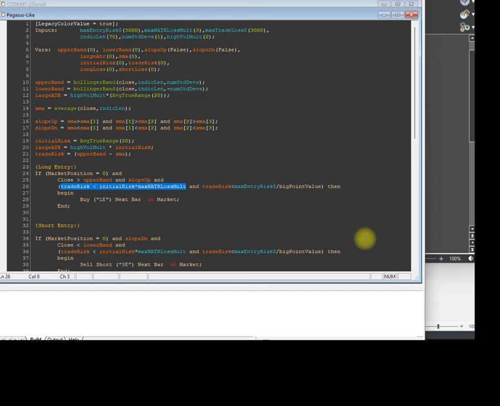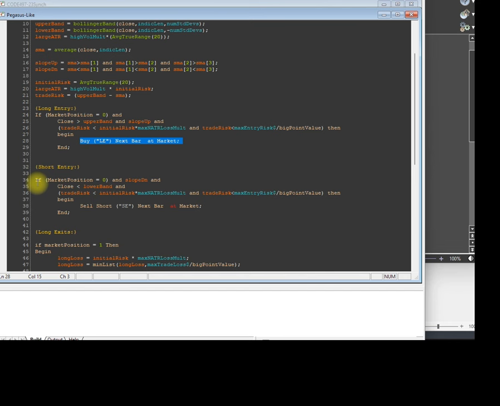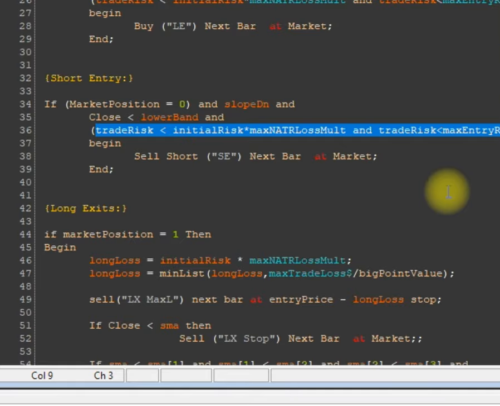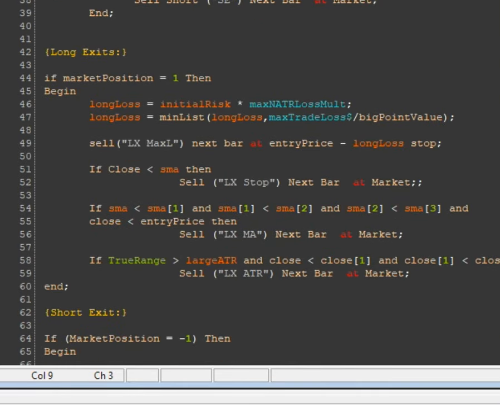Okay, so if that happens, if we're above the upper Bollinger Band and we have a slope up and our trade risk is within our criteria, we're going to go ahead and hit long. We're going to go long on the next bar at open. Same thing for the short entry, except we're below the lower Bollinger Band, and we have the slope down and our risk criteria is met. We sell short on the next bar. Now here's our long exits, and the short exits, I won't go over them, they're just the opposite.